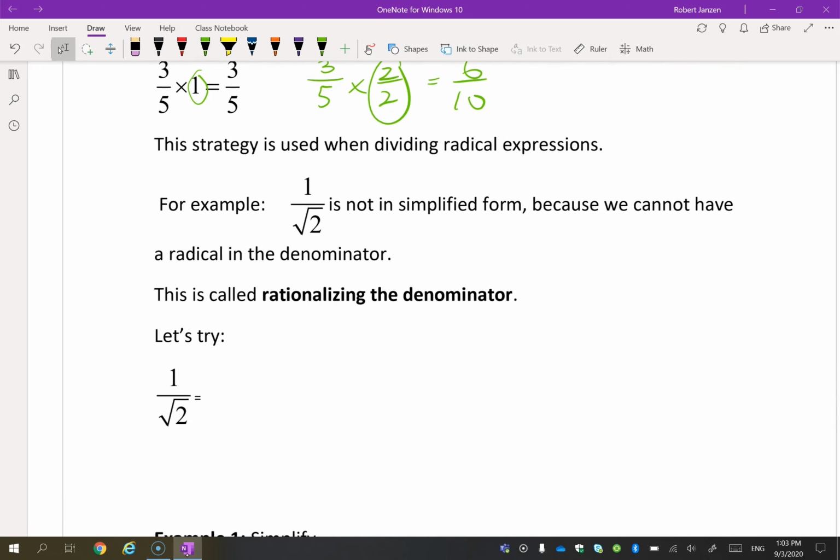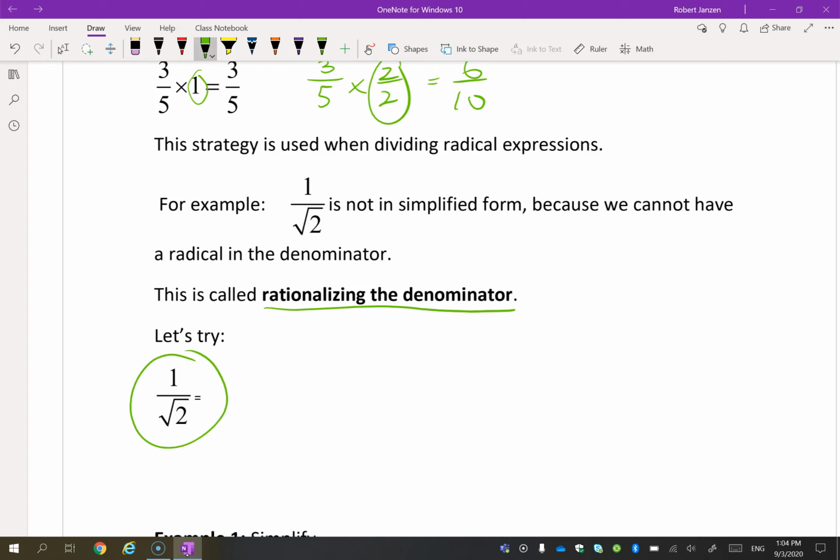So here you have an example, 1 over root 2. This is not simplified. Now you look at it and you go, how do I know it's not simplified? Well, you can't have a radical in the denominator. Because there's a radical in the denominator, we have to do what's called rationalizing the denominator. And in fact, that's the division.